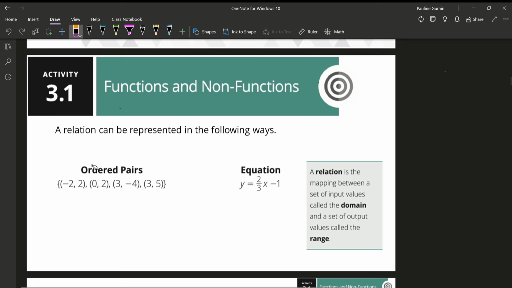Hello, hello, and welcome to a little video about Target 1A. In Target 1A, we look at functions and non-functions, and we'll also look at domain and range.